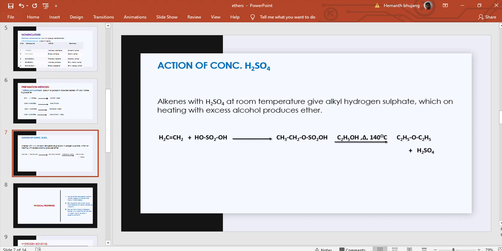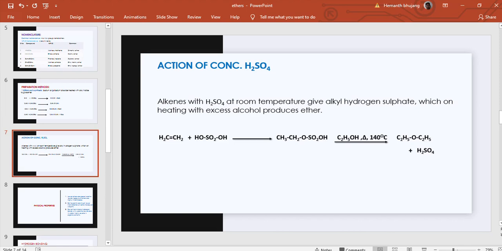Once we get this, this is nothing but the alkyl hydrogen sulfate. So when sulfuric acid is added to an alkene at room temperature, it produces alkyl hydrogen sulfate. And here this alkyl name is ethyl, so we can call this compound ethyl hydrogen sulfate.